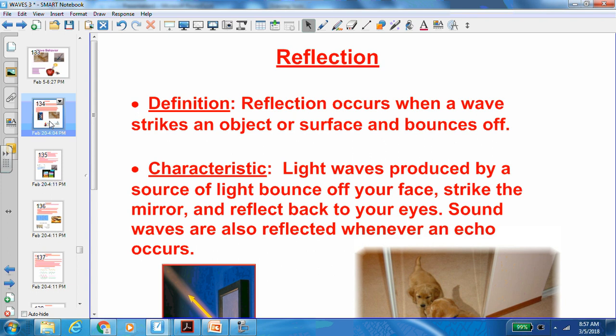Well, how are you able to see just the different objects around you from day to day? That's because light waves are striking those surfaces of those objects and bouncing back into your eyes. So reflection of light enables us to be able to see the various things around us. Sound waves can also be reflected. This is what we will call an echo, and that's just basically where sound waves will strike a surface and they bounce back to your ears.